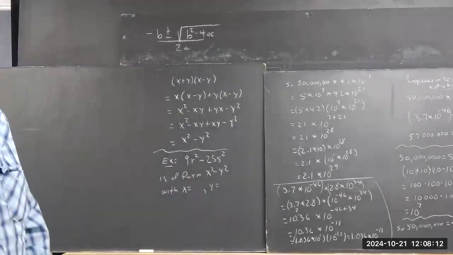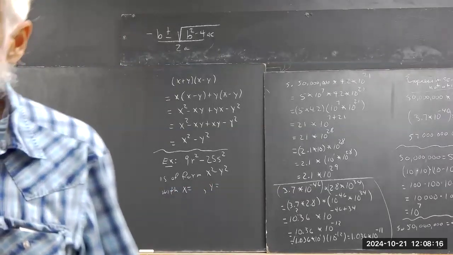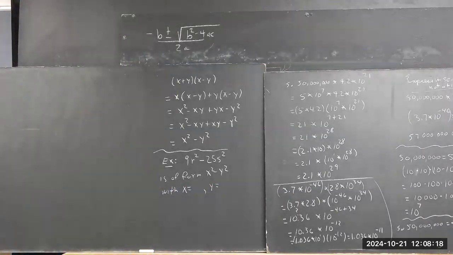Write out all my words, and all you do is fill in the blanks here and here. Now, if you want to take it a little further to see where it's going, that's fine. But I want you to write out all those words and fill in the blanks for what X and Y have to be.